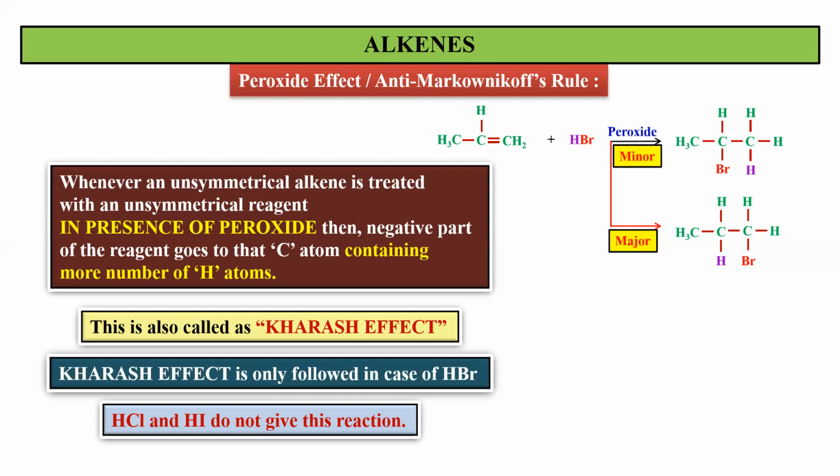यहाँ पे क्या याद रखना है? That the double bond is broken. The negative part will go to that carbon atom which contains more number of hydrogen atoms. Markovnikov में less number of hydrogen atoms. Anti-Markovnikov rule is only done in the presence of peroxide, and it can be done only for HBr. It cannot be done for HCl and HI. Anti-Markovnikov rule or peroxide effect is also referred to by the name Kharash effect.